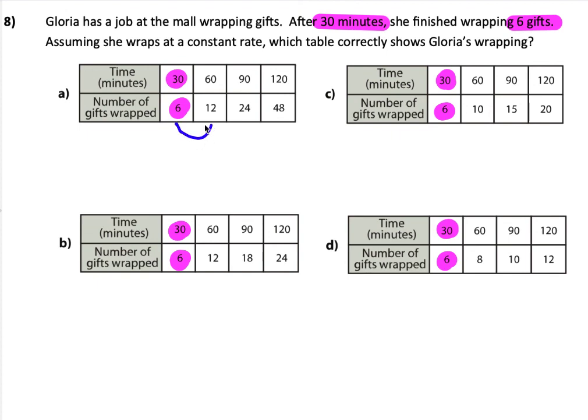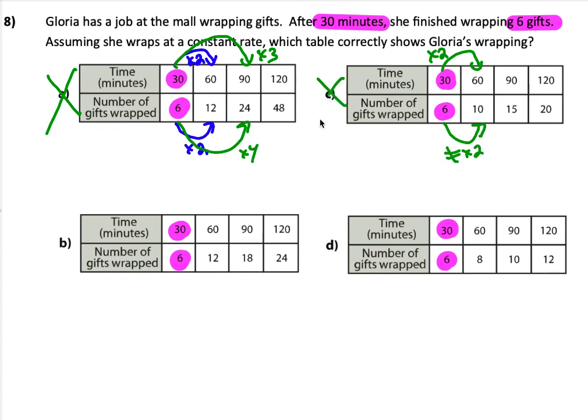To get from 6 to 12, I would multiply by 2. Did I do the same thing up top? Yep, I multiplied by 2 to get to 60. To get from 6 to 24, I would multiply times 4. Did I do the same thing to get to 90? No, I multiplied by 3. So it didn't grow at the same rate, so this can't be my ratio table for this information. Next one, 30 to 60 is times 2. 6 to 10, not times 2. So that one was an easy one to knock out.